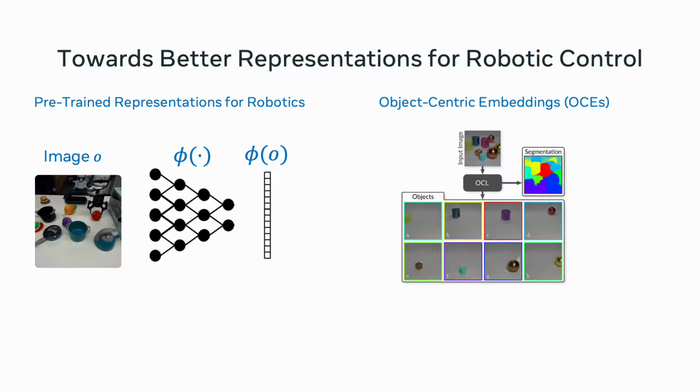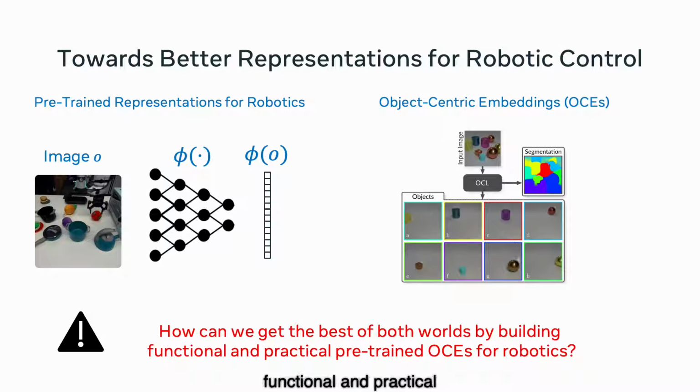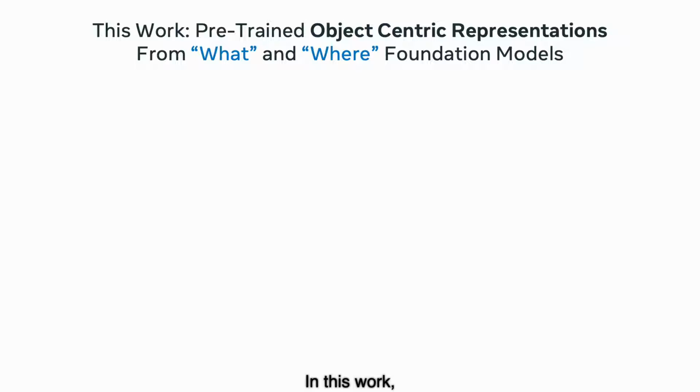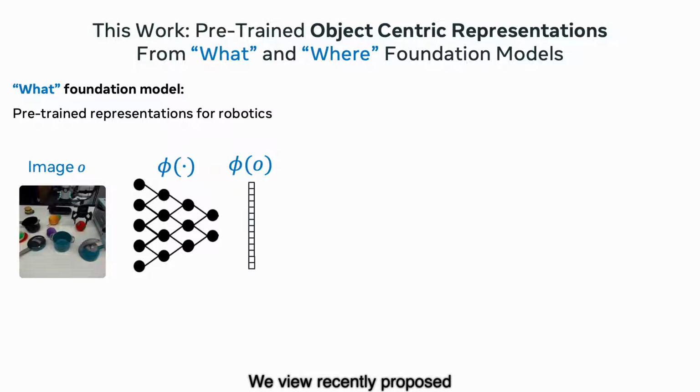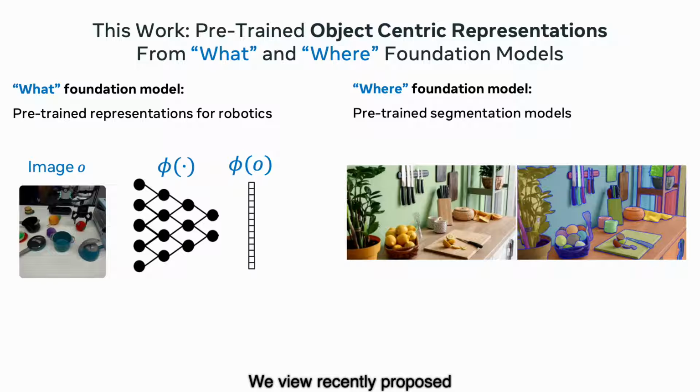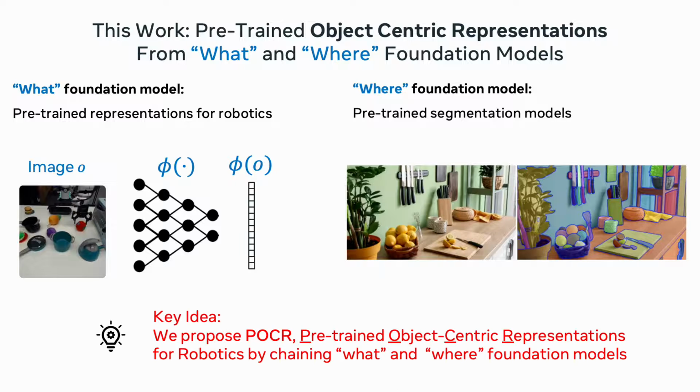Therefore, we ask, how can we get the best of both worlds by building functional and practical pre-trained OCEs for robotics? In this work, we take inspiration from recent advances in foundation models to build better representations for robotics. We view recently proposed pre-trained representations for robotics as what foundation models for describing image content. We view recently proposed pre-trained segmentation models as where foundation models for describing object locations. And our key idea is to appropriately chain these foundation models together to create POCR, a new pre-trained object-centric representation for robotics.